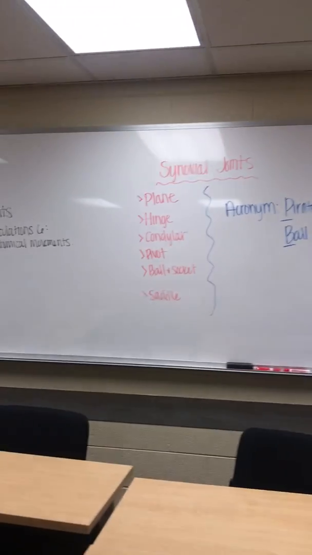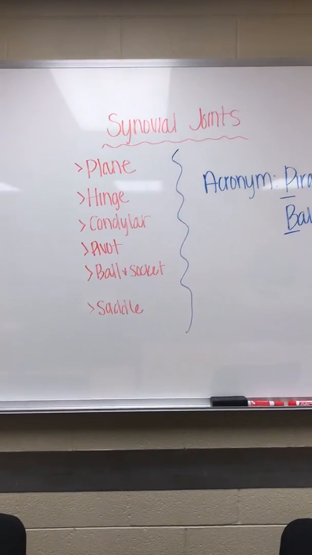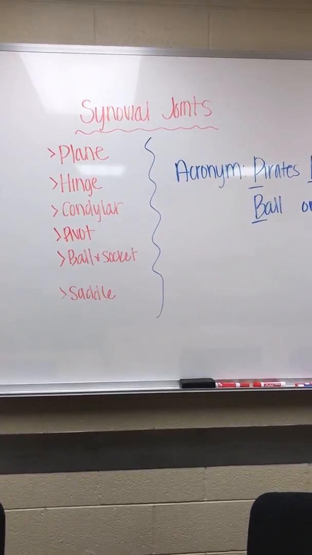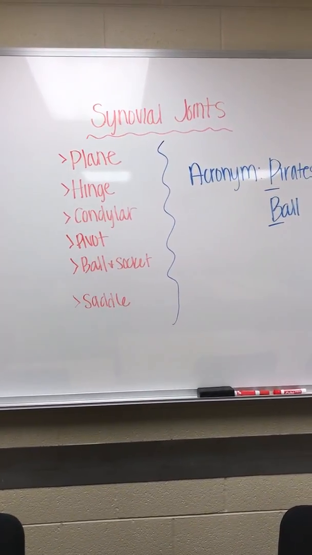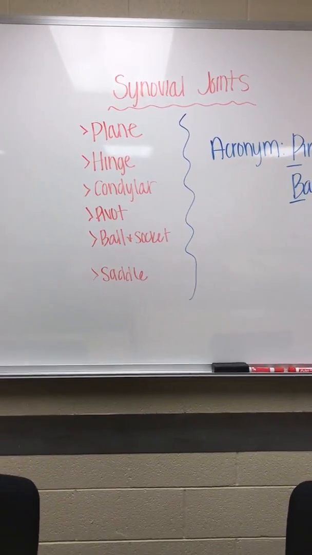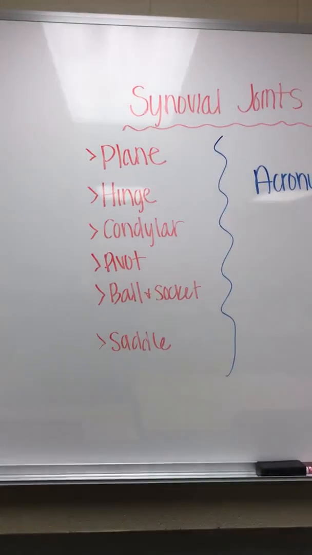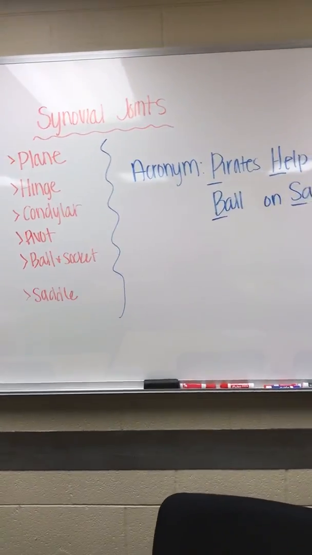So I wanted to also kind of break down the synovial joints just a little bit. I know you guys are probably doing this on your reading guide, but I came up with an acronym last semester that helped me remember the 6 different types of synovial joints. The 6 different types are plane, hinge, condylar, pivot, ball and socket, and saddle joints. So you guys will go into that more in your reading guide.